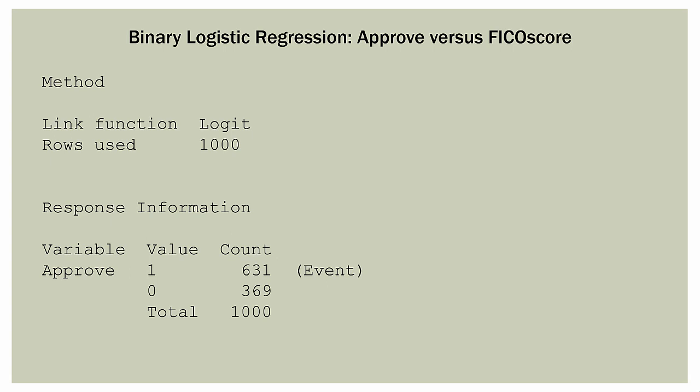So I went ahead and ran this regression in Minitab. And we're going to spend the next several slides going over the basic output, talking about what it means and how we can use it. So the first part of the output just has some basic information. So the method and link function is logit because we're doing logistic regression. There are others, but in most cases you'll be using the logit link function. Rows used is 1,000, that's because we have 1,000 observations. For response information, it just gives us a count. So for approved, a value of 1, we had 631 approvals. So out of the 1,000 observations, we had 631 mortgage approvals. So that means we had 369 that were not approved.